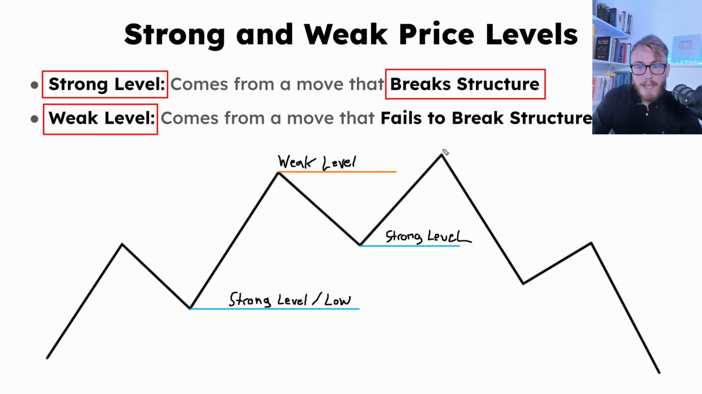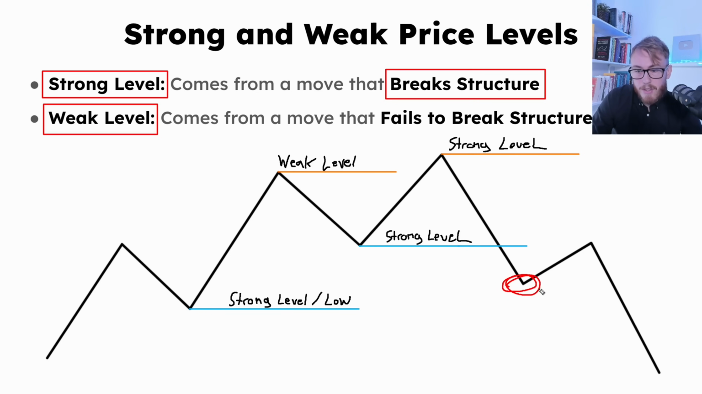But what about the next move? What about the move that started right here? Well, in order for this to be a strong level, we need to break below this point right here, right? So if we extend this level, we can actually see that right here, the price succeeded to break below. So this right here is actually a strong level.